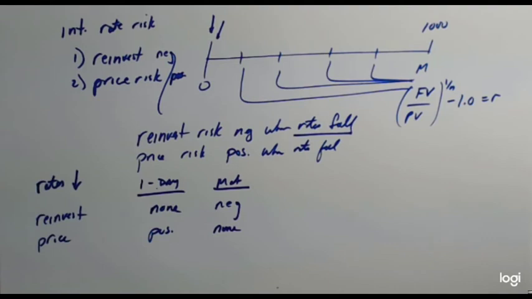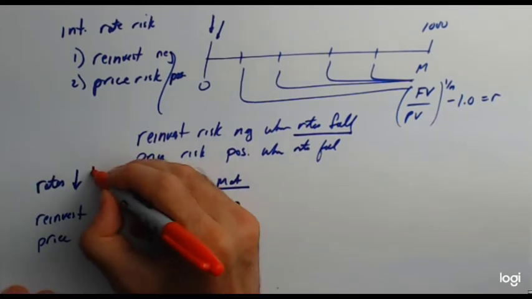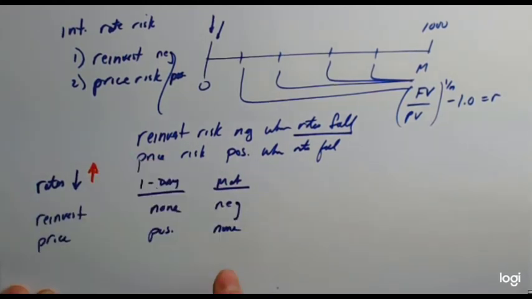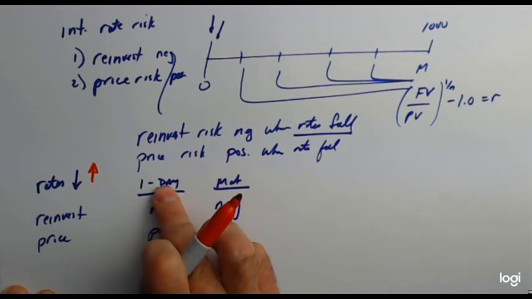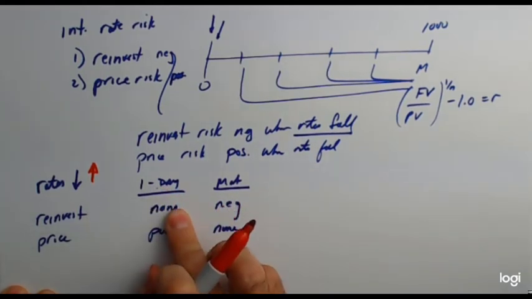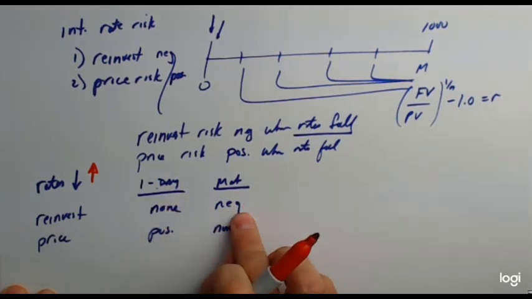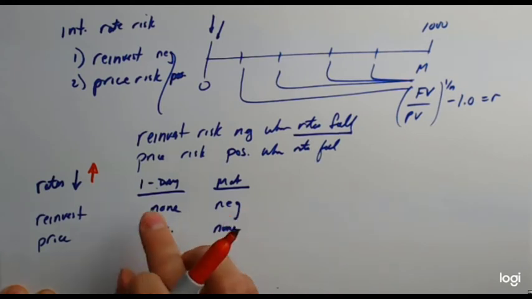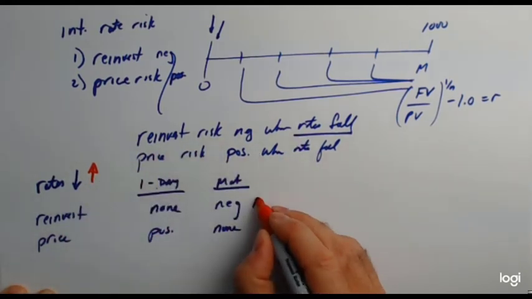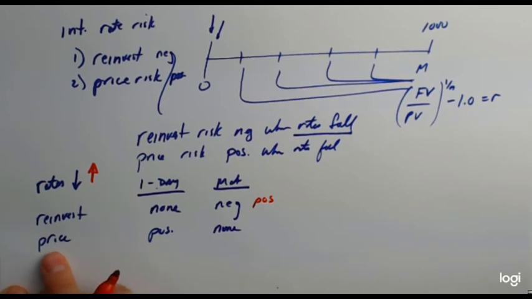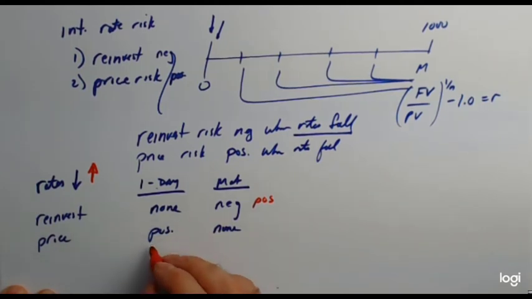Now, if interest rates go up, let me do red here. If interest rates go up, then if your holding period is 1 day, you don't have any reinvestment risk because you're only holding the bond for a day. Versus, what happens if you hold the bond to maturity? Well, if interest rates are higher, we just said it's got to be positive. And in terms of price risk, if we hold it to maturity, there is no price risk no matter what. And if interest rates go up, there's going to be negative price risk.